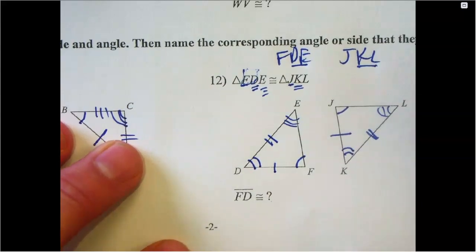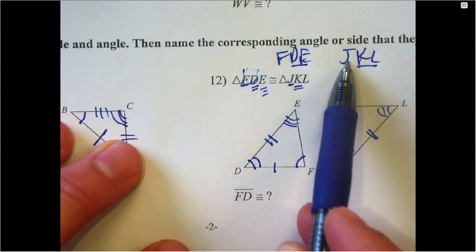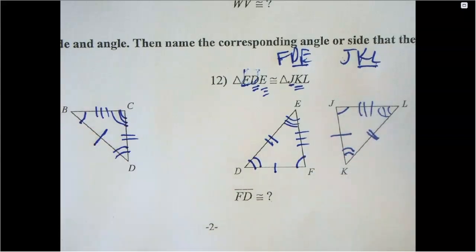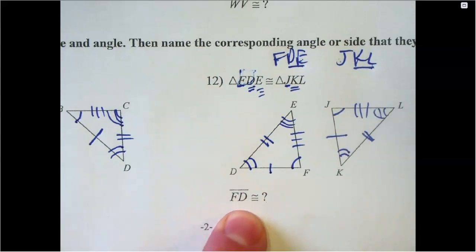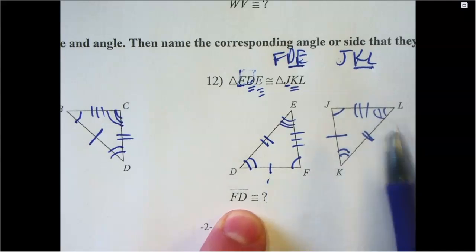And then whatever's left over. I can look at the letters if I want. E and F are the first and third letters, J and L are the first and third letters. You don't really need to. It's just what's left. And then you get into these. So FD is equal to what? Well, FD has one tick mark, so one side length on the other triangle also has one tick mark.